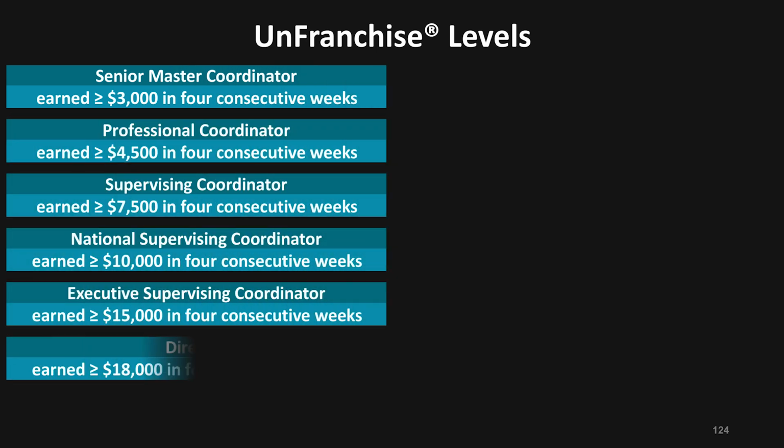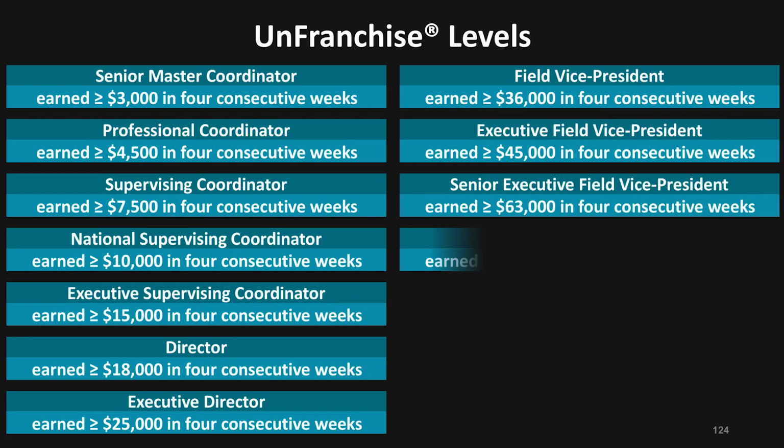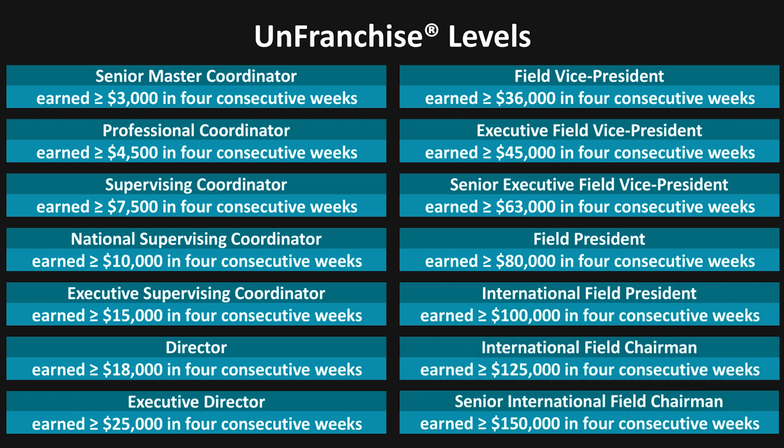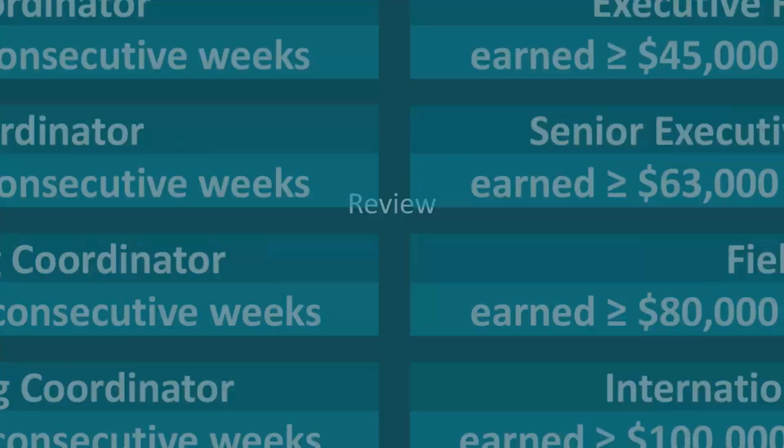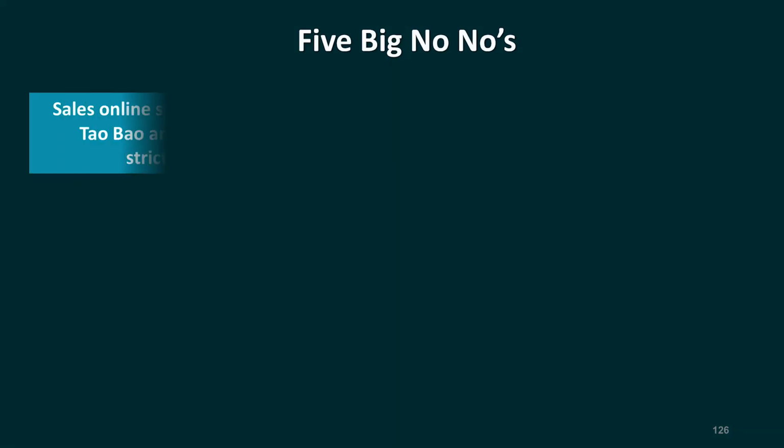So I won't go through each of these, but as you take a look at it on your screen, you can see each level continues to go up. And we have people earning in that international field chairman level, every level on here. These become huge levels when you start to realize this is in a 4-week pay cycle, 4 consecutive weeks. You've got people who have earned anywhere from $18,000 all the way up to $125,000, closing in on $150,000 in earnings. So let's review quickly everything we've gone through.